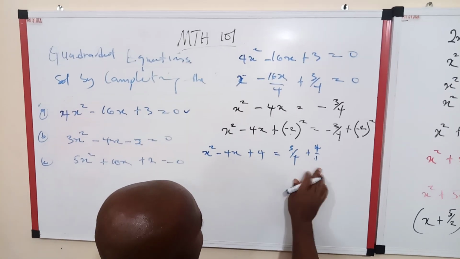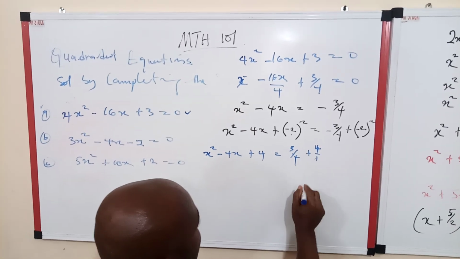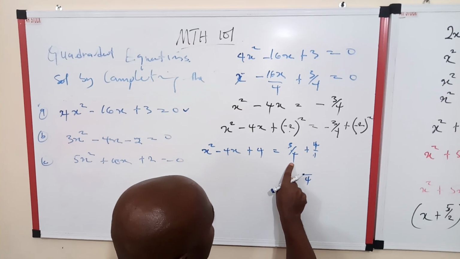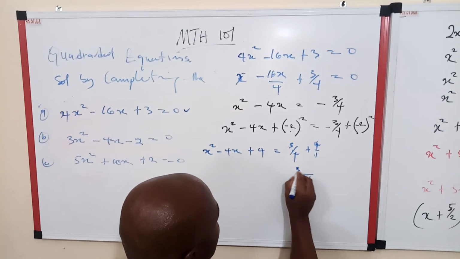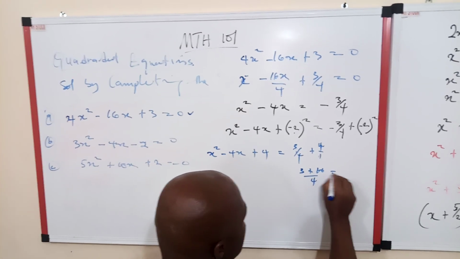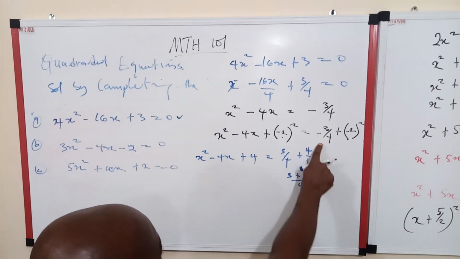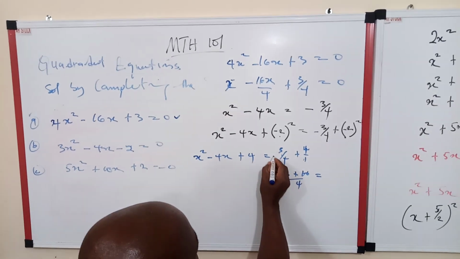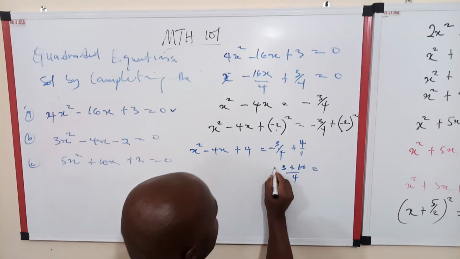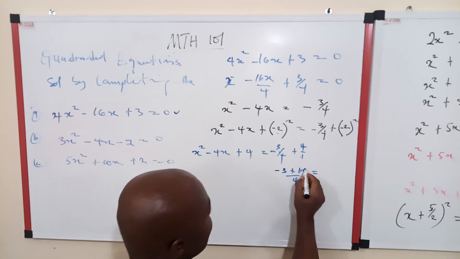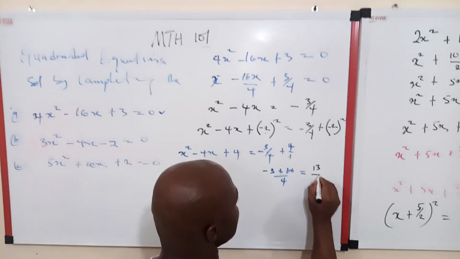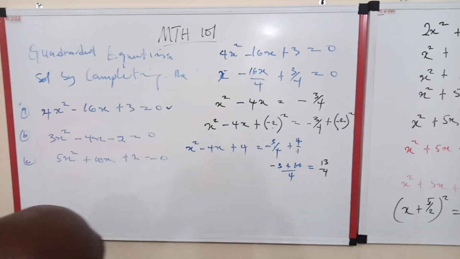Now you take the LCM. The LCM here is 4. So 4 divided by 4 will give us 1 times this will give us 3. Plus 4 divided by 1, 4 times this will give us 16. Here we have a negative sign in front of this 3. So if you simplify this, you're going to have positive 13 all over 4 on the right hand side.